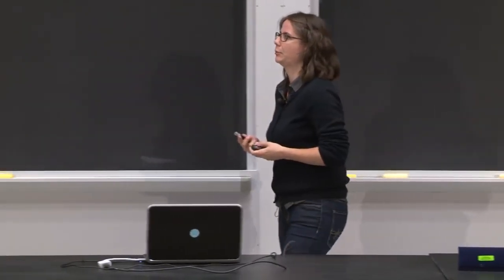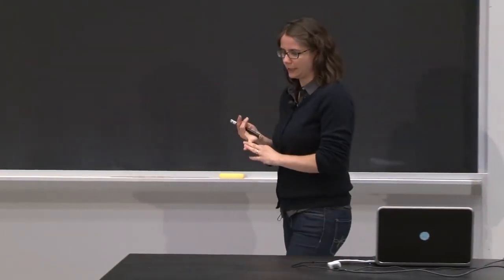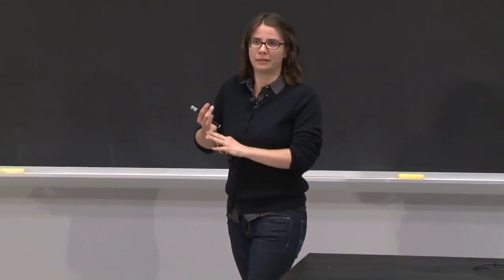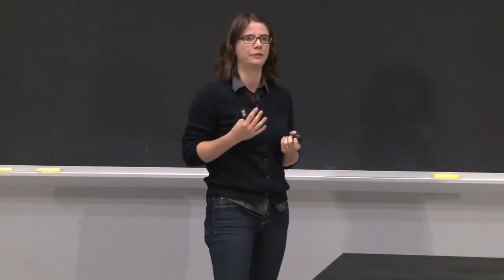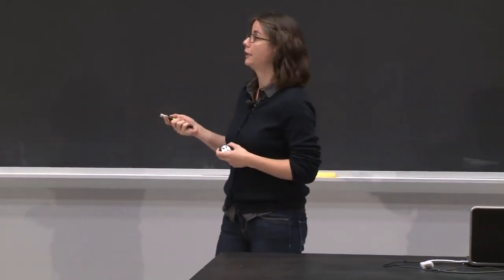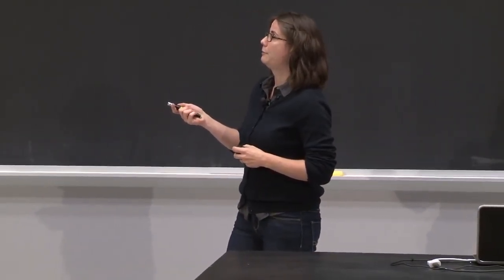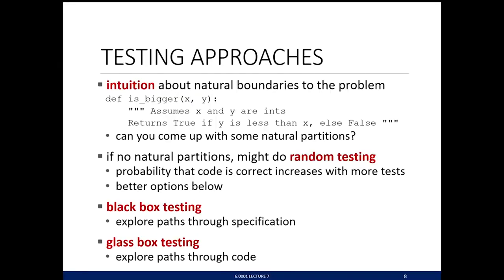Okay, so what are some testing approaches? The first, and this is probably most common with programs that involve numbers, is figuring out some natural boundaries for the program. So for example, if I have a function is_bigger, and it compares if x is bigger than y, then some natural boundary, given the specification, is if x is less than y, x is greater than y, x is equal to y, maybe throw in less than or equal to, or greater or equal to, and so on. So that's just sort of an intuition about the problem.